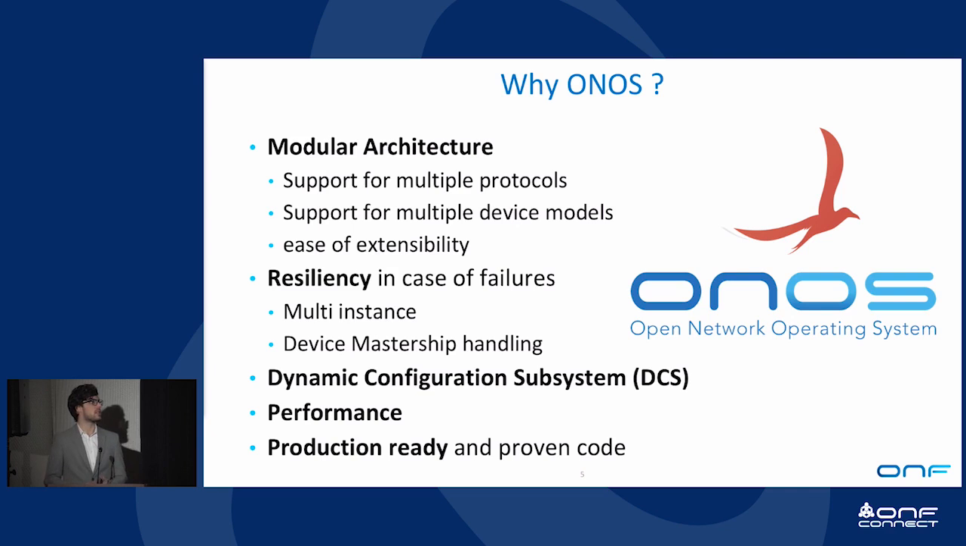ONOS provides resiliency in case of failures, due to multi-instancy and device mastership handling, not only in OpenFlow, but also through netconf, by internally picking who is the master and establishing the proper channel to the device. We have an initial dynamic configuration subsystem, which has its pros and cons. We're trying to address the cons, and I'm going to talk a little bit more about it later. We have good performance. You've heard it from Comcast this morning. They put it in trial, and they're looking at putting it in real production, so it's pretty good. It's production ready, it's proven code, so that's why we picked ONOS.